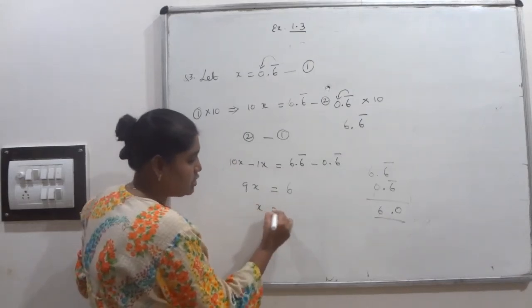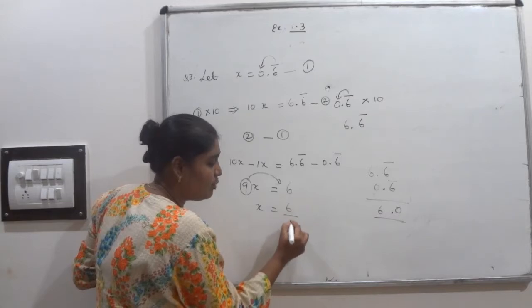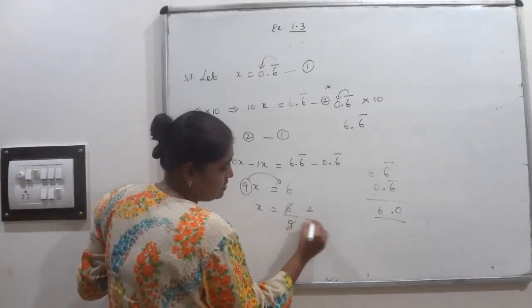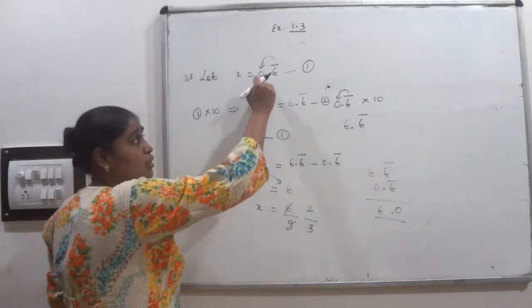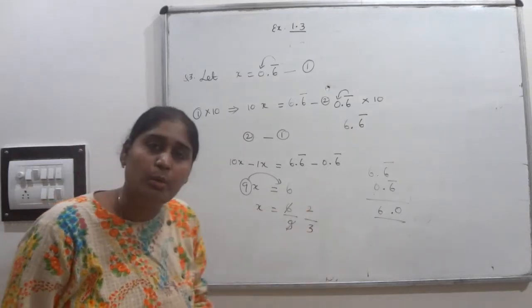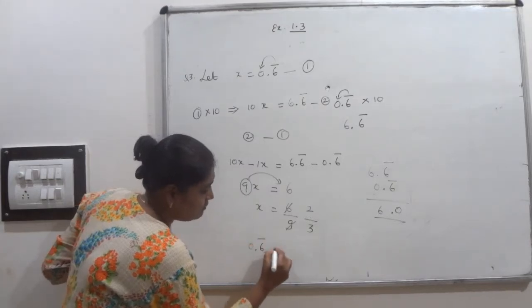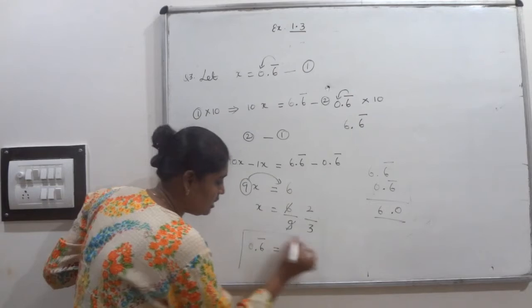Then x is equal to 6 divided by 9, since multiplied by 9 goes to that side as divided by 9. So 6 upon 9. Cancel: 2 times 3 and 3 times 3. So 2 upon 3. So 0.6 bar you can write in the form of P by Q as 2 upon 3. Write it here: 0.6 bar equals 2 by 3. That is your answer.